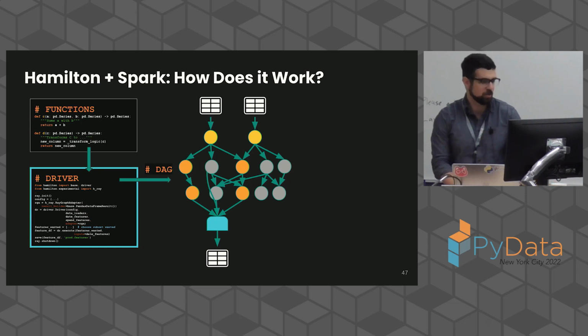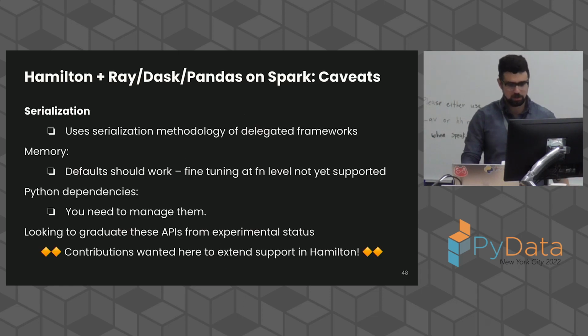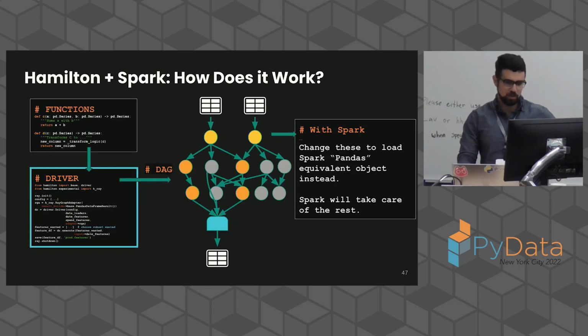All right, with Hamilton and Spark, how does it work? Same deal, except you change it to be the Spark pandas equivalent objects instead. Spark will take care of the rest. Run it, we then submit it to Spark and run it on top of Spark, should be good to go.